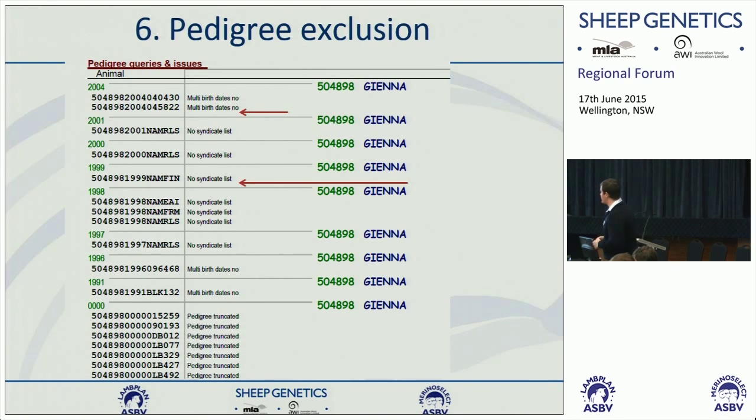We've got no syndicate list. So here this person has sent in a named syndicate list, but we have no idea who was in it. So we need to be getting that information from you about who's in that named syndicate list for us to be interpreting it properly. And pedigree truncation, that's just where we're getting the year of birth being 4 zeros. So getting the year of birth right is enough reason to call for a pedigree exclusion.